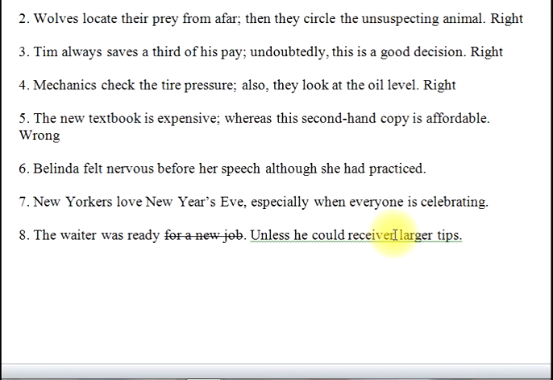What about this one? Could receive is the verb. Who or what could receive? He, subject. Larger tips is your direct object. So I've got a pattern here. Well, what's this? That's a conjunction, a subordinating conjunction in this case, because it's not a preposition. It's in front of a pattern. Prepositions will never be in front of patterns. They'll just be in front of objects. Objects of the preposition.